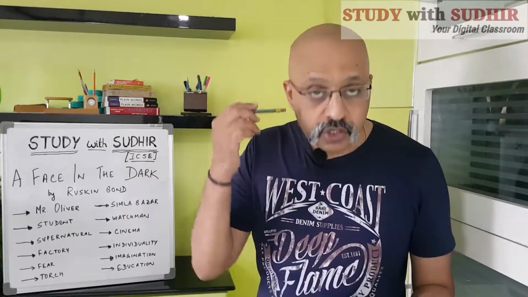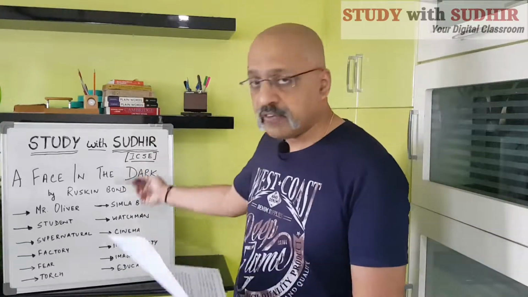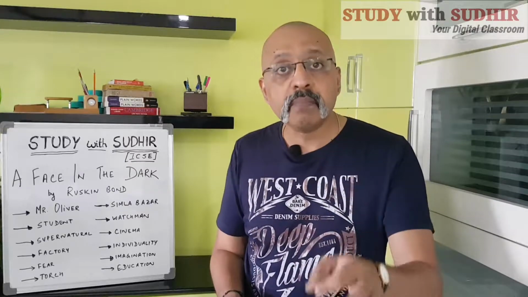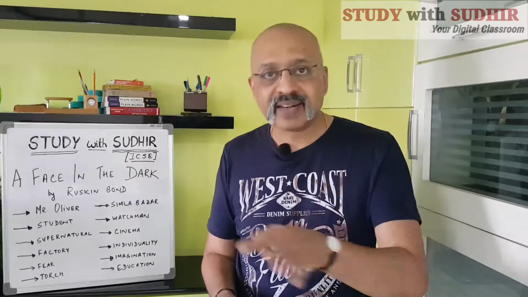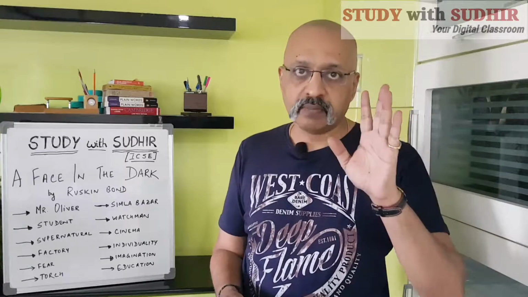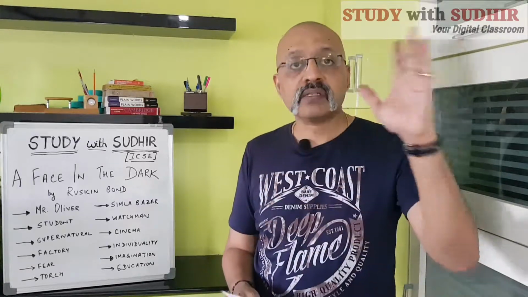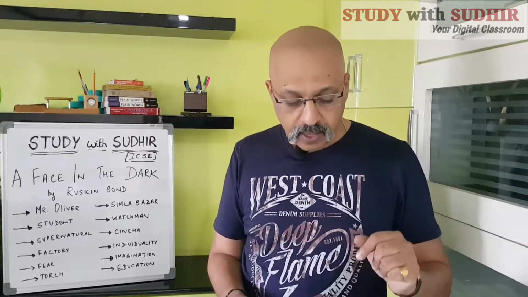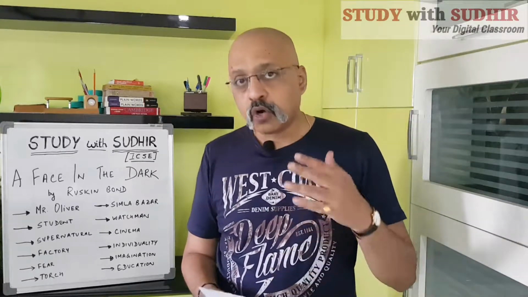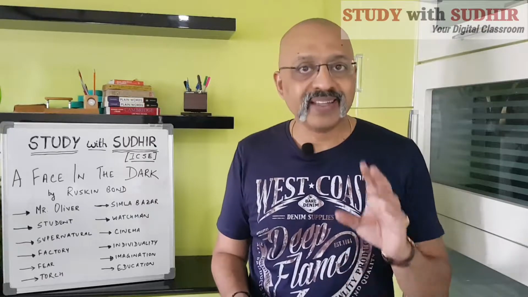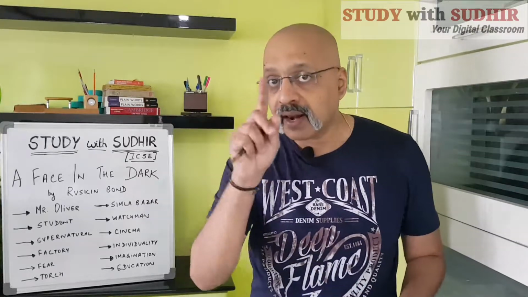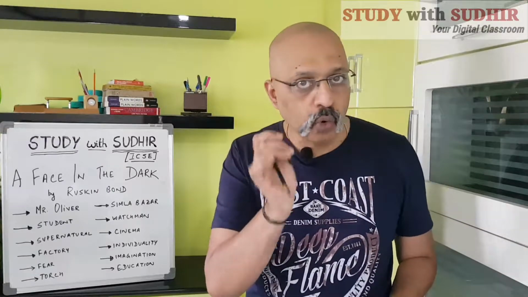So the story by Ruskin Bond, A Face in the Dark, is a commentary on the English public school system practiced in India, in cities like Shimla, right? Because it is based on what was being practiced in the UK at that point in time. Ruskin Bond obviously is making the larger point that the education system of this kind is producing students like a factory. You know what is a factory?